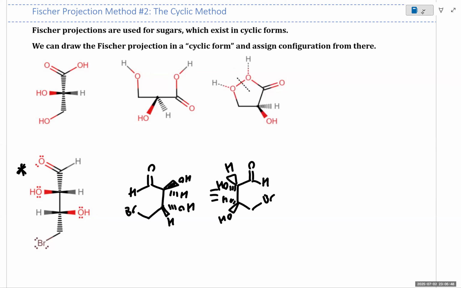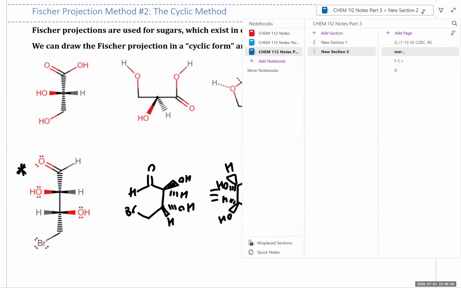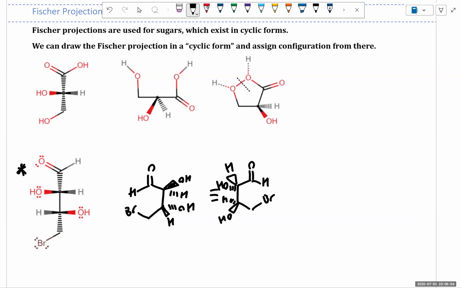Why is this useful? It gives us a pretty quick and efficient way to assign configuration because we have two views where the hydrogen's in the back. So in this case, priority 1, 2, 3. This in turn gives us an S stereocenter on our first position.